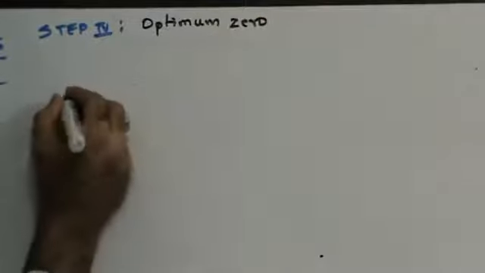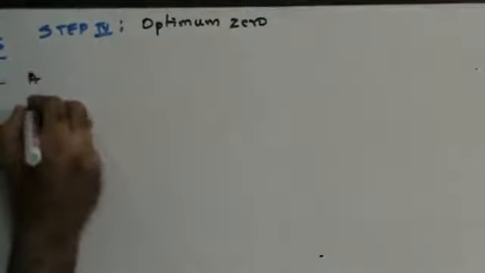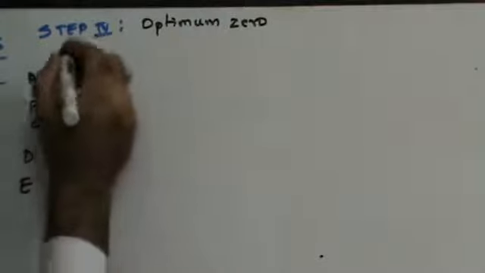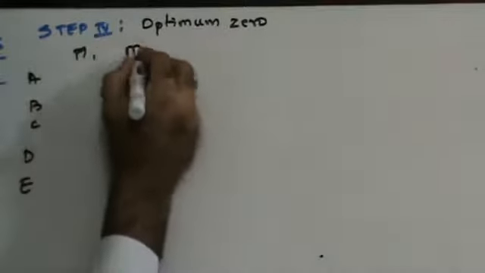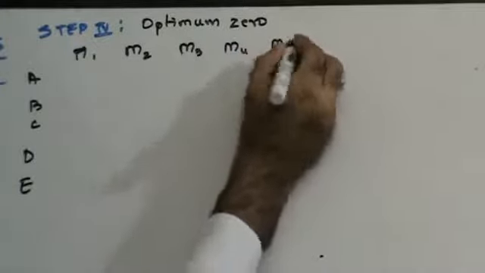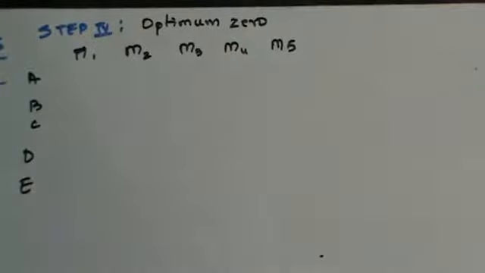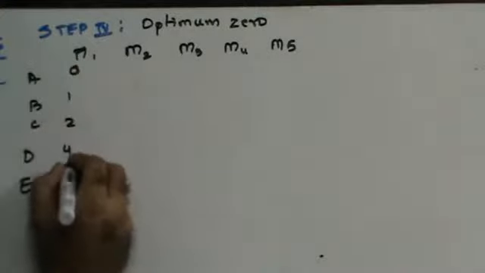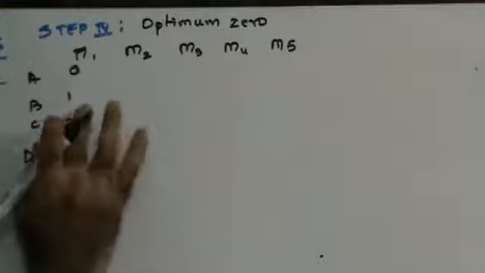What is optimum 0? Optimum 0 is the 0 which is the only 0 in that particular row or column. M1, M2, M3, M4 and M5. Right? Let's see this. 0, 1, 4, 2, 0. 0, 1, 2, 4, 0, 1, 4, 2, 0.